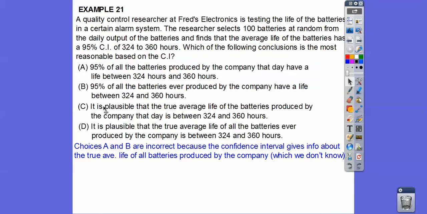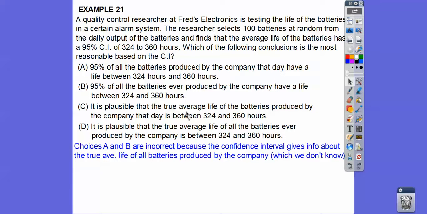Okay, let's look at C. It's plausible that the true average life of the batteries produced by the company that day is between 324 and 360 hours. Can you see the difference on that? That one seems okay. It's not talking about 95% of all the batteries produced, because we don't know the average lifespan on that. But it is plausible that the true average life of the batteries produced by the company that day is somewhere between that. Okay, let's look at D.